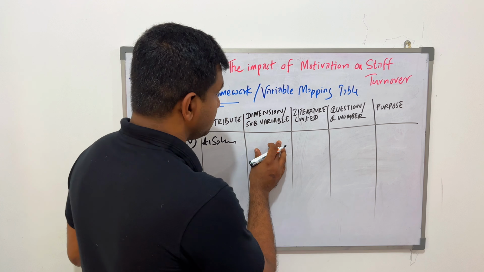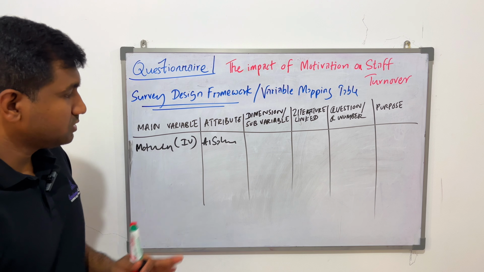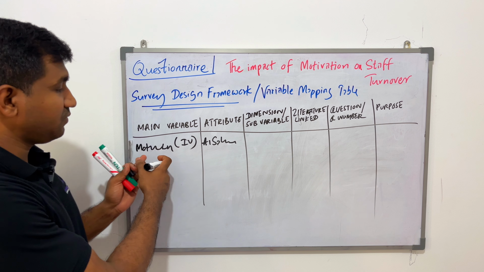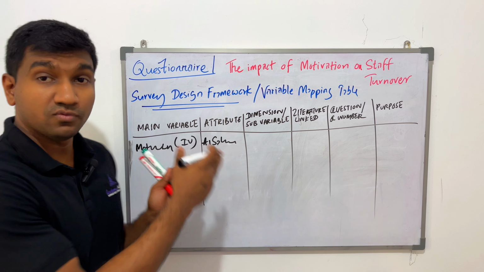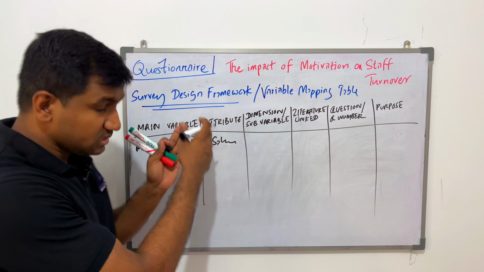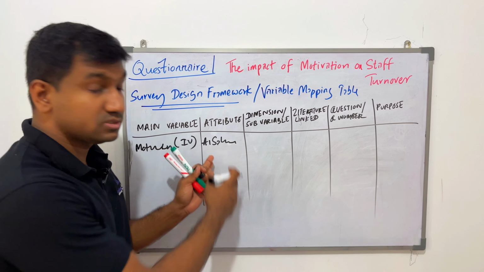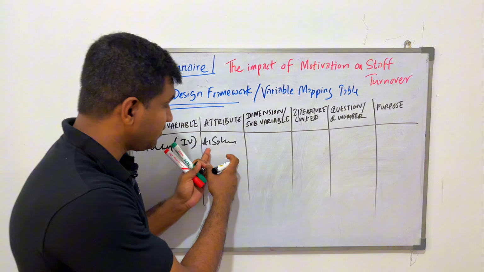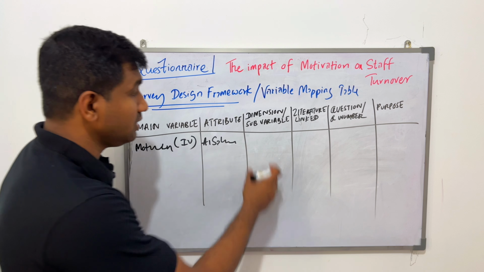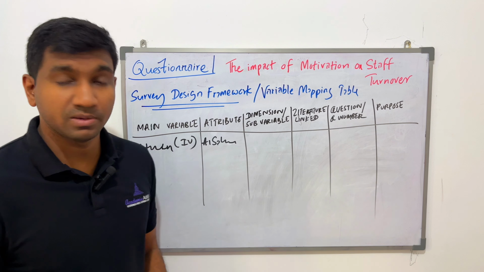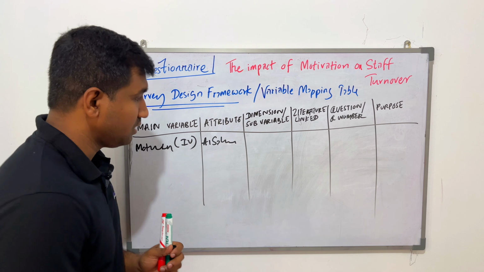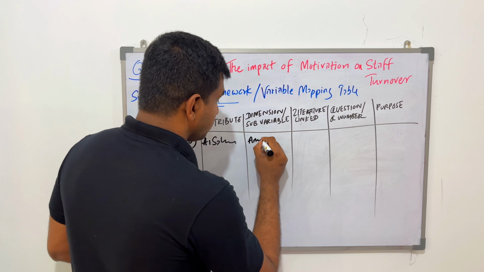And what's the dimension or subvariable? You have broken the independent variable down into 4 attributes, right? Similarly, you can break this also. You can have subvariables under an attribute as well. That is called a dimension or subvariable. For example, under salary, you can have annual increment.